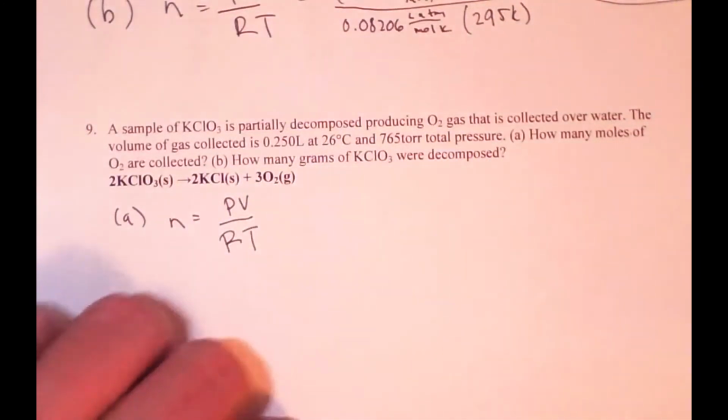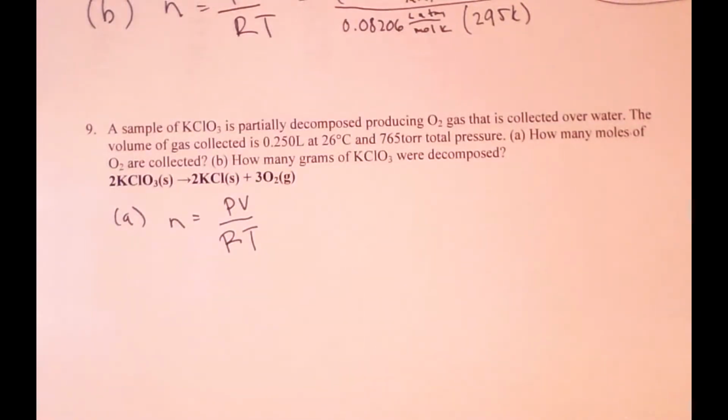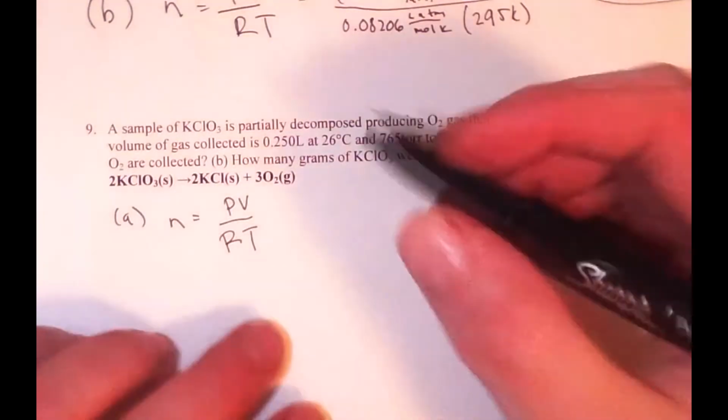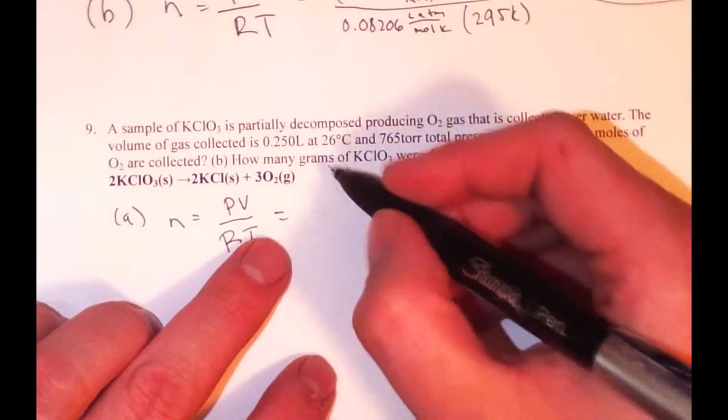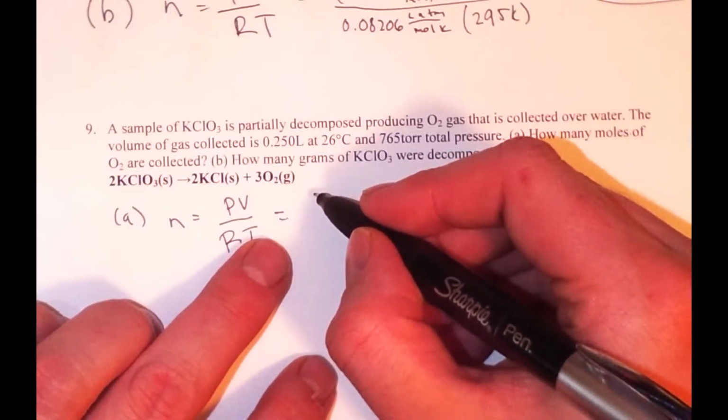As soon as it asks me for moles, I'm going to go to the ideal gas equation. It's not really giving me a vapor pressure of water, so I'm not going to worry about subtracting the partial pressure of water away from this. If they wanted me to do that, they probably should have included it in the question. I'm not going to go look that up. We're going to assume that it's insignificant here.